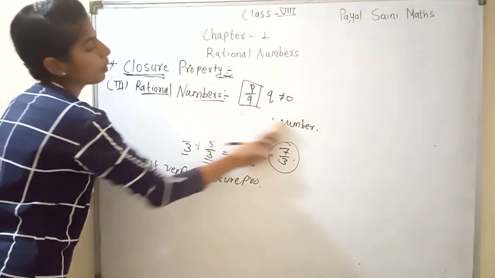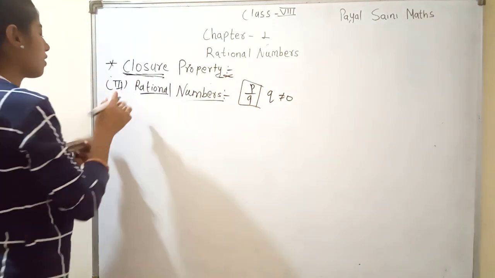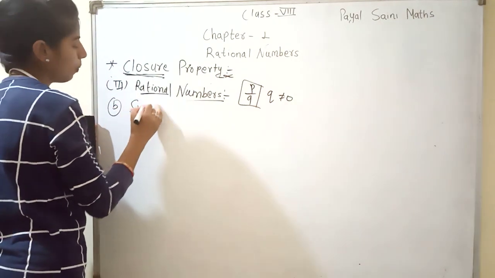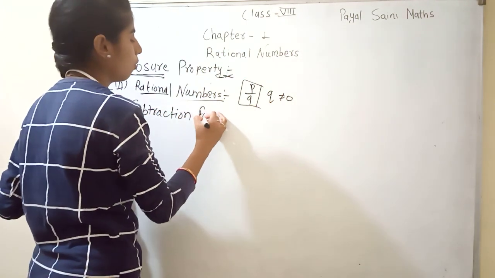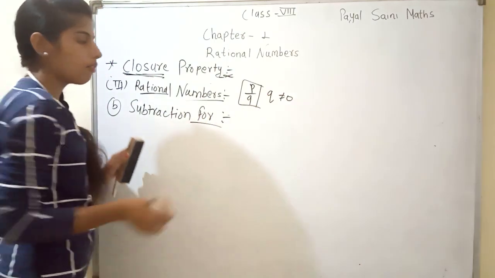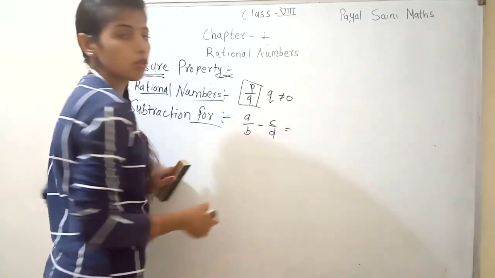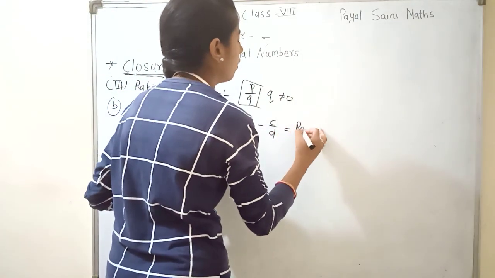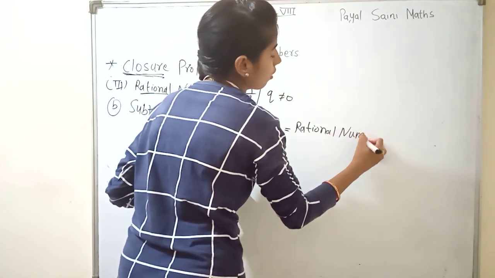The next point is subtraction for rational numbers. In subtraction, how do we write it? A by B minus C by D. Then your answer should become a rational number.